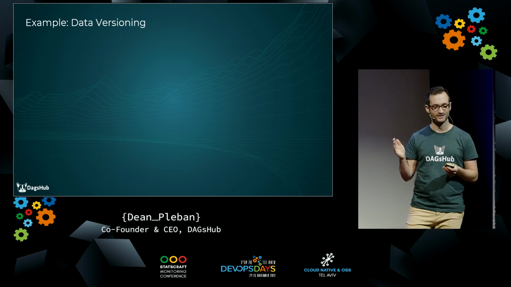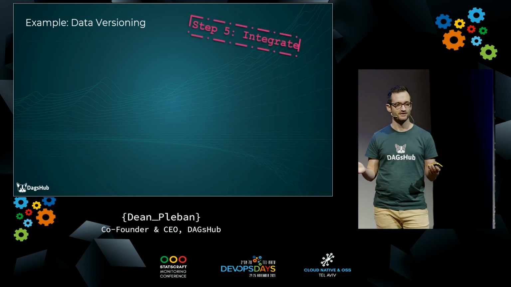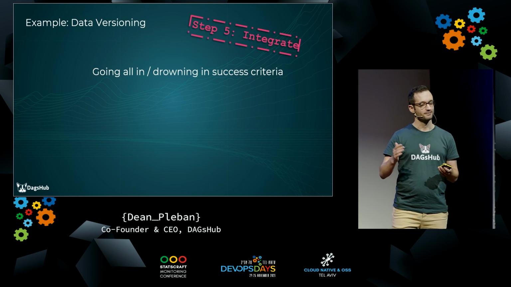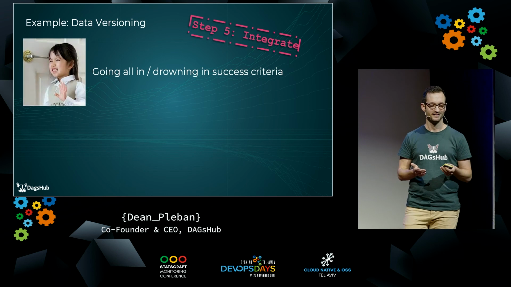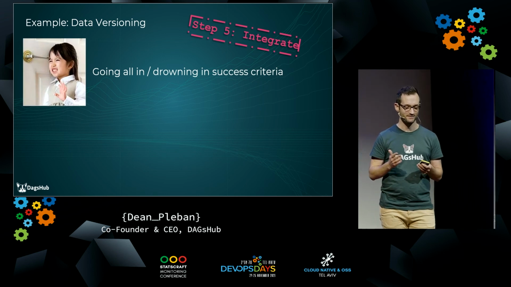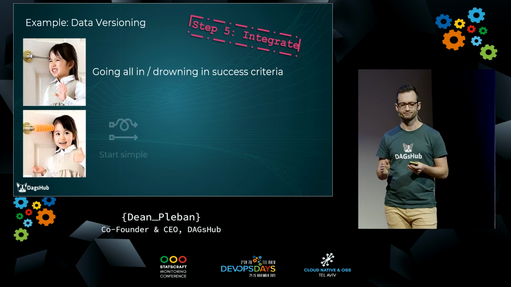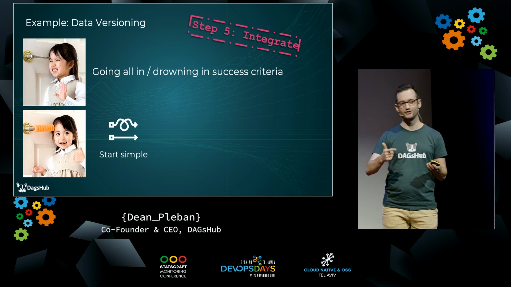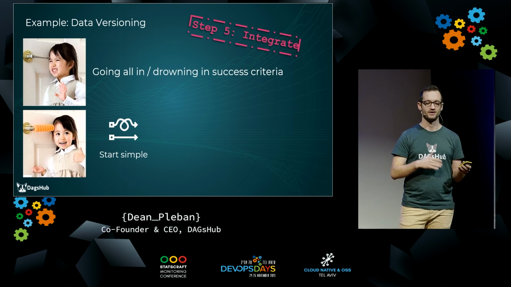We're almost at the end, so step 5, right? We've evaluated our solutions, and now it's time to integrate the chosen one. And so the pitfall here is going all in, or drowning in success criteria. And to sort of live up to my meme, that's not what I recommend. And I think that there are 3 pointers that you should notice for this step. The first is start simple. Start with one project, one user, one unit of whatever it is this tool is going to support.